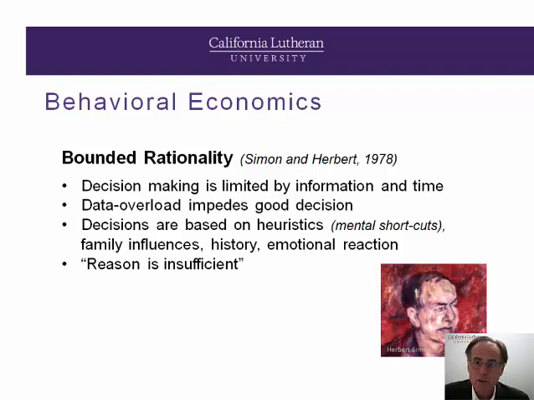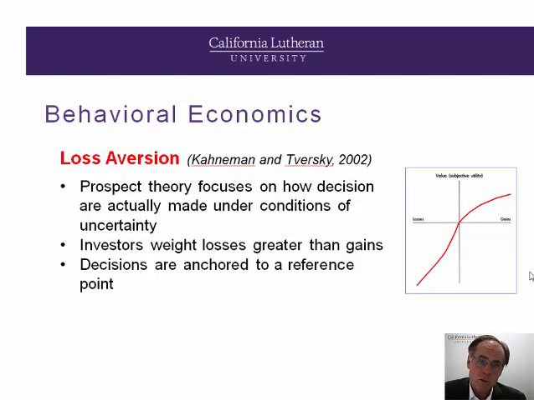Actual decisions are based on heuristics, which are mental shortcuts, family influences, history, and emotional reaction. In short, reason or cognition is insufficient. Our clients might be rational on occasion, but not all the time, particularly when the issue becomes emotional. Kahneman and Tversky expanded the conversation in 2002 with their work on prospect theory. This theory expounded that investors weigh losses greater than gains. In other words, $1 of loss creates more pain than $1 of gain creates pleasure.